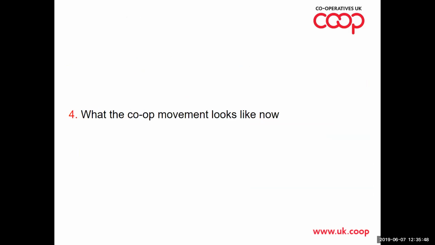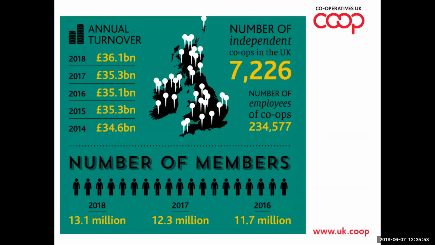But just kind of moving into what the co-op movement looks like now. In the UK, so going from 3 million cooperatives worldwide back to what does it look like in the UK? 7,000. There's just over 7,000 independent co-ops in the UK, and 13 million members of cooperatives in the UK.